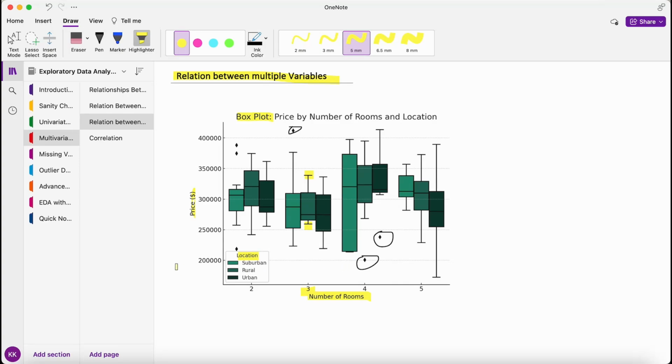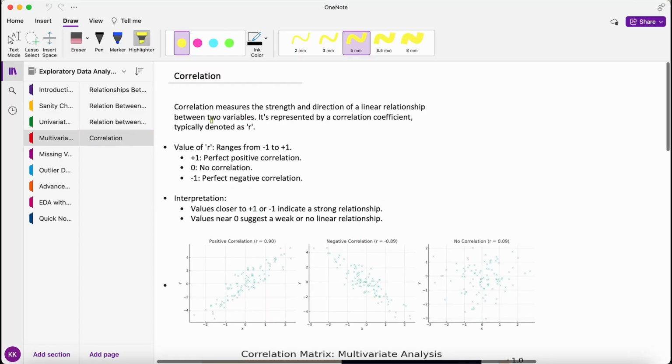For example, if we see that larger houses tend to have higher prices and this trend is consistent across different locations, we might infer a positive correlation between the size of a property, number of rooms, and its price, irrespective of the location. Multivariate analysis is powerful because it gives context to data, revealing complex structures and relationships that are not evident when variables are analyzed in isolation. It is particularly useful in fields where interactions between variables are key, such as real estate economics, demographic studies, and market segmentation. Now let's move to an important method used to determine relationship between variables, which is correlation.